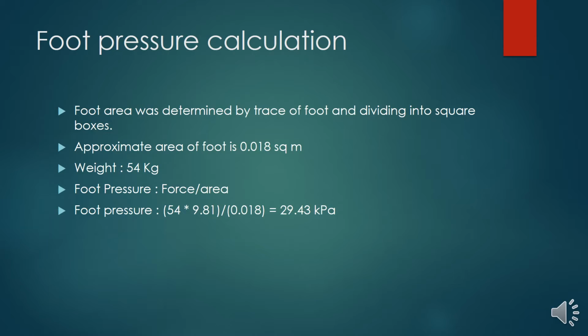So after simulating the movements, we calculated the foot pressure. To calculate the foot pressure, we had to determine the foot area by tracing the foot and dividing it into squares to calculate the area. The approximate area of the foot was calculated to be 0.018 square meter. The weight of the person was 54 kgs. So the foot pressure calculated was 29.43 kilopascal.